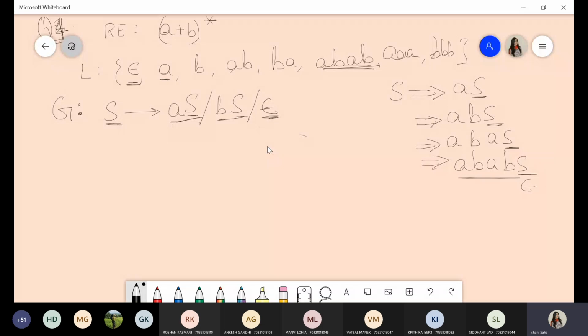Okay. Now we will complicate this a little more. So we'll take a regular expression of this form: A plus B, A plus B, A plus B star. This is a regular expression. This is a regular expression for what? What is the language? Can anybody tell me?